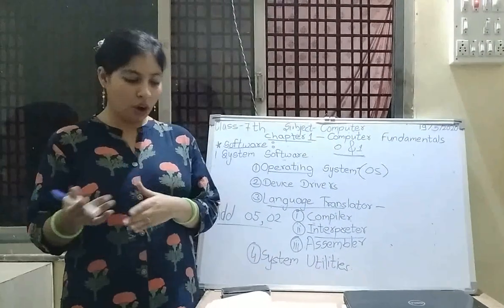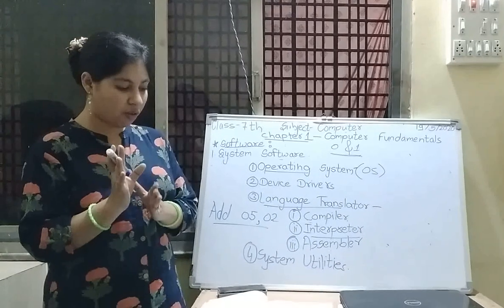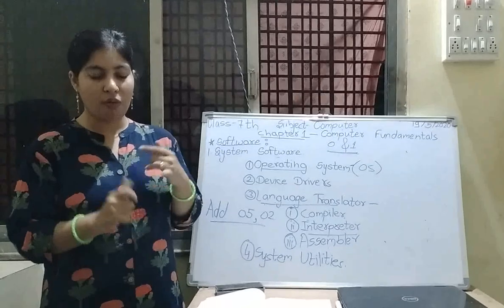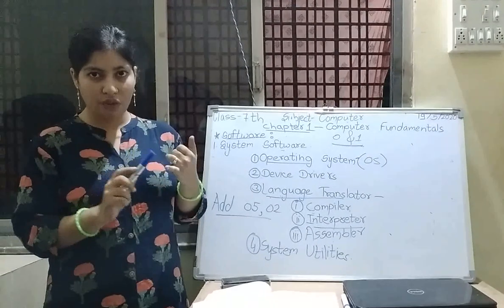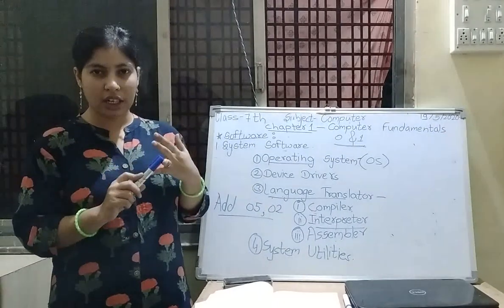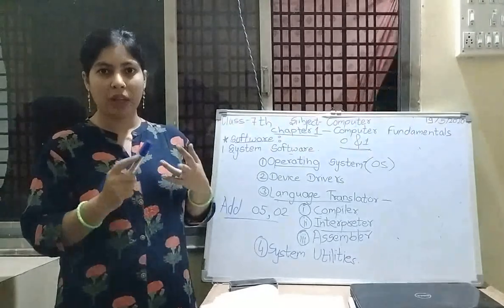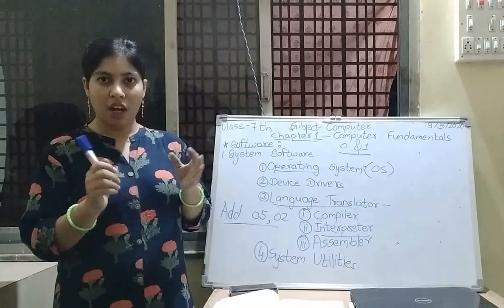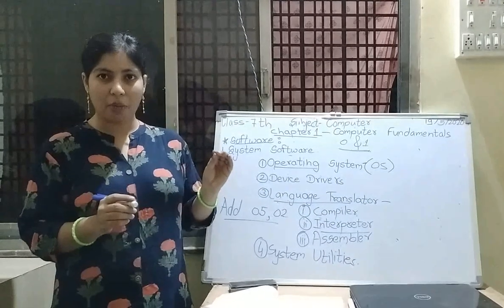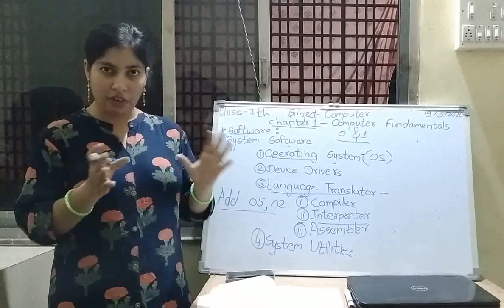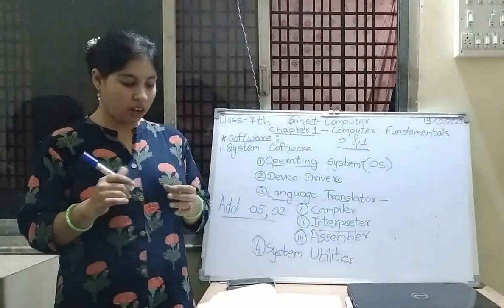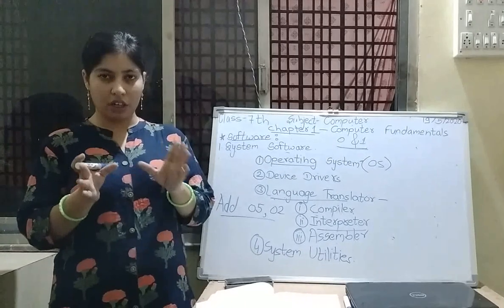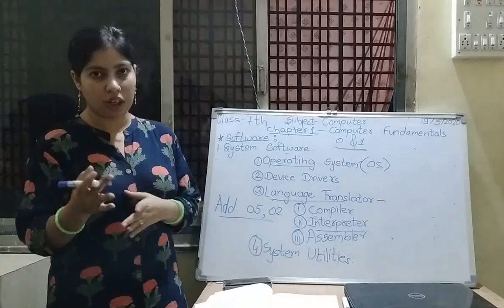Okay, so system utilities is the software used for the maintenance of a computer, as I told you, for cleaning, for scanning your disks, for cleanup. It is used for disk defragmentation. Disk defragmentation means properly distributing your data, properly maintaining your data on different drivers, and many more things. Okay, so I hope here you understood what system utilities is.